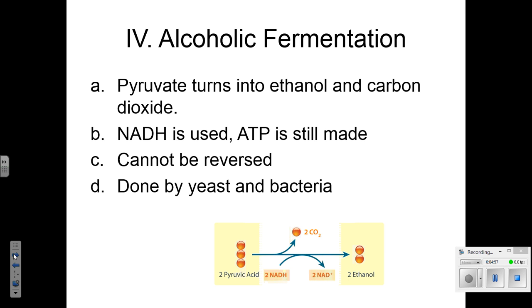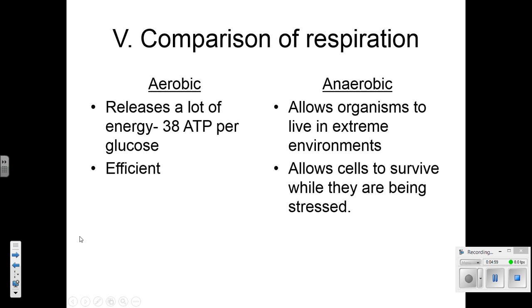Okay, so pros and cons. Aerobic respiration is just going to release a ton of energy and it's super efficient. You're getting every single drop of energy out of a molecule of glucose. And so you're getting just flooded with energy, which is great. Anaerobic is good if you are in an extreme environment and there's no oxygen present, and it's kind of a way for you to save yourself.